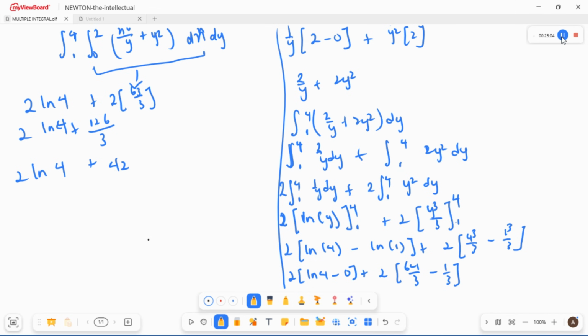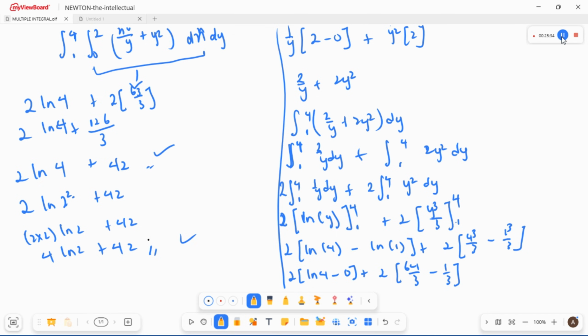So this could be your answer, or it could also be in another form, because we can express 4 as 2 raised to the power 2. So we have 2 natural log of 2 raised to the power 2 plus 42. Then the power can come to the front just like our indices. So we have 2 times 2 natural log of 2 plus 42, so we have 4 natural log of 2 plus 42. So this could be our answer. It's either this or this. Whichever one you see in the options, they are both the same thing, and then you pick your correct answer.